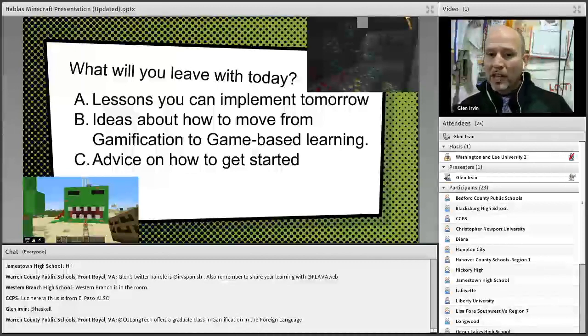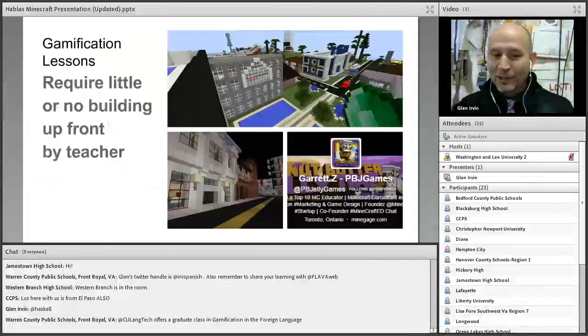Then I'm going to show you how to move from what I call gamification elements, something more like project-based learning or gamification that you would do at the end of a unit, to something where you would be using the game to actually learn. In this case, learn Español, to learn the Spanish language. And then I'm going to give you some advice on how to get started, and then answer, of course, any questions throughout. If that sounds good to you guys.